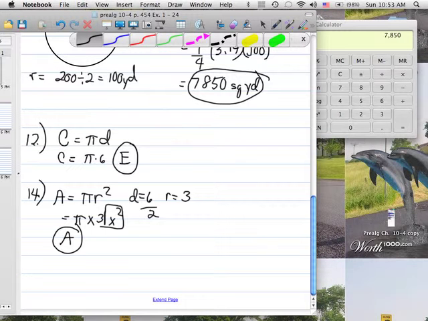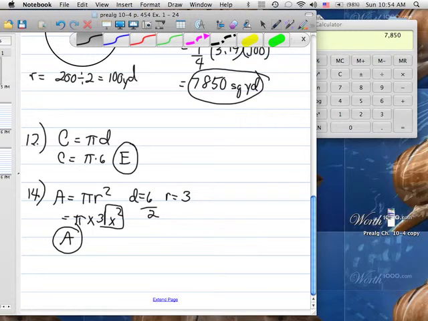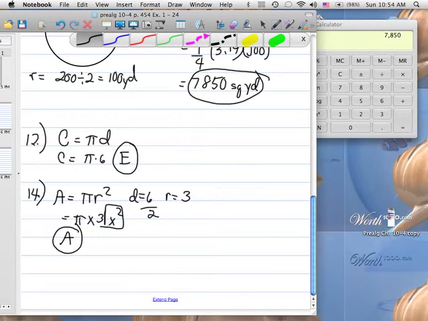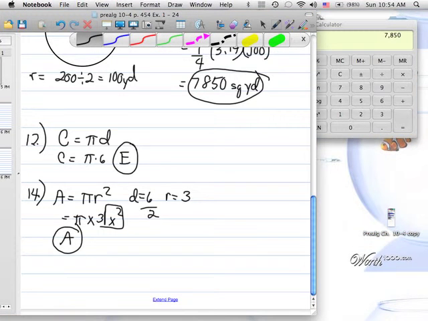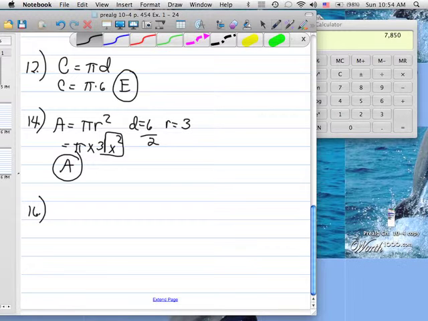And the last 4 problems, a composite figure is made up or composed of 2 or more familiar geometric figures. For instance, the figure at the right is composed of a rectangle and half circle. The half circle is called a semicircle. So problem number 16, what is the area of the semicircle in the figure above?